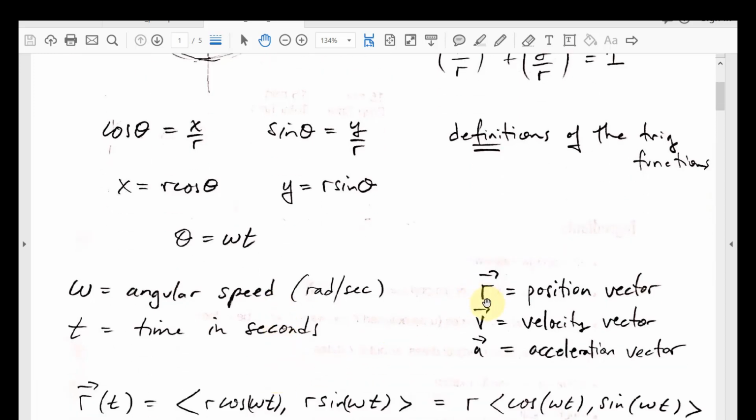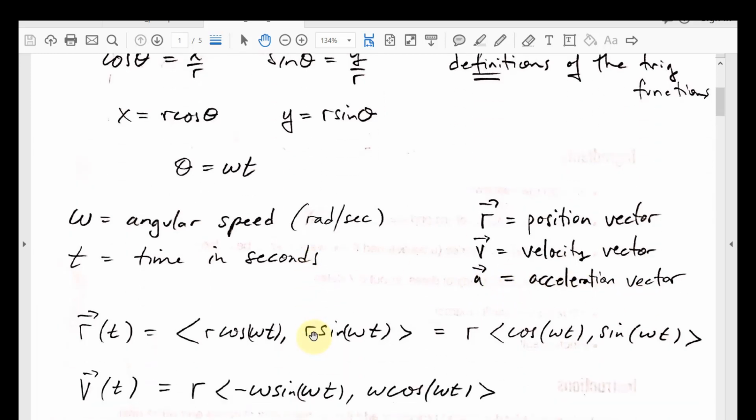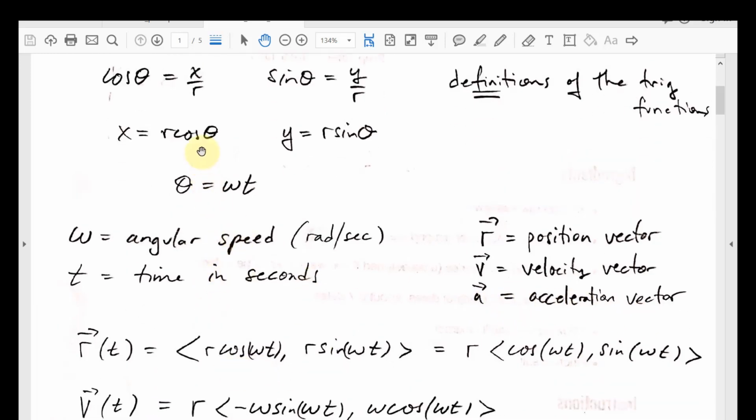So we'll define r, with this little arrow on top, to represent a position vector for the trajectory of the rocket around the planet. V will be the velocity vector. A is the acceleration vector.